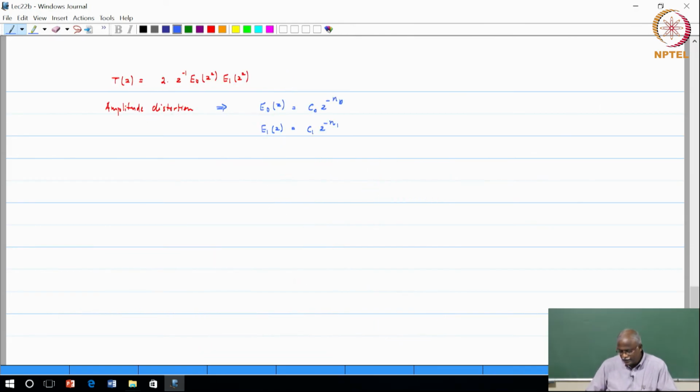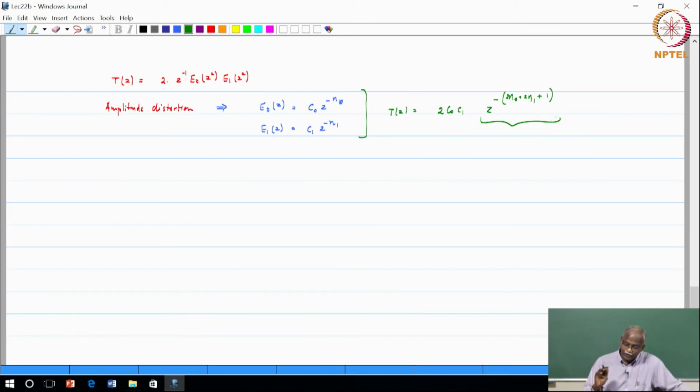So, in the general case, if you want to get aliasing cancellation, the only option that will be possible is this combination. If you satisfy this, then T of z becomes some scale factor, basically it will be 2 times C naught C1 and it will be equal to z power minus, no, 2 n naught plus 2 n1 plus 1, because it is z squared. Okay. So, this is the overall delay.